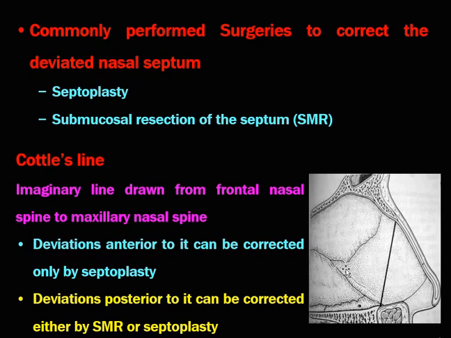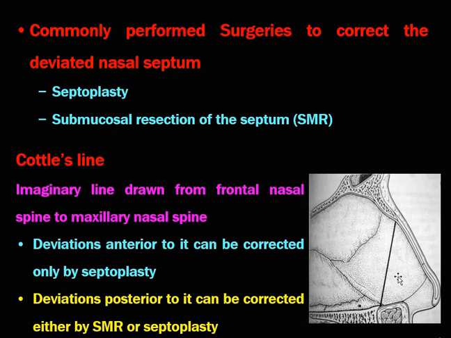and the posterior septum. So any deviation which is anterior to this line is called an anterior deviation and can only be corrected by septoplasty surgery. Any deviation which is posterior to it can be corrected either by SMR or by septoplasty surgery. Because during SMR surgery, we have to at least leave some dorsal and caudal strut, that is around 1 into 1 centimeter of the dorsal and caudal strut.